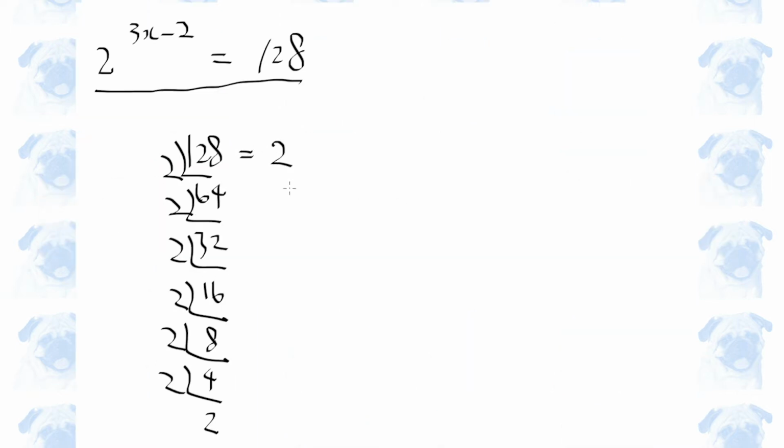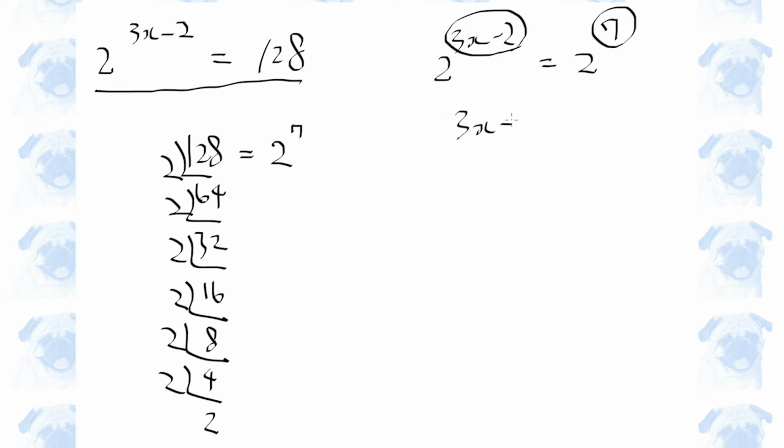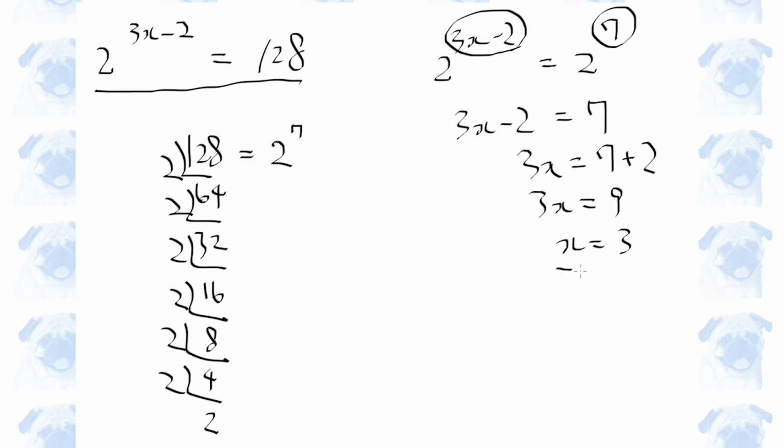128 is 2 to the power of 7. And because the exponents must be equal, we can rewrite this equation as 3x minus 2 equals 7. And the rest should be straightforward. So the answer is 3.